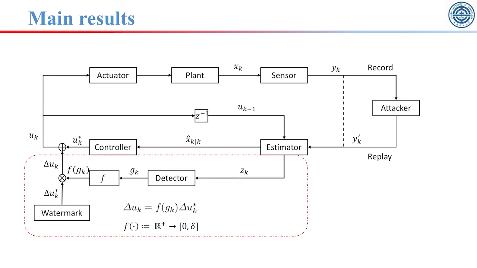In this figure, we introduce our novel feedback watermark approach to defend the system against replay attacks. The components in this red rectangle are a key part of our method. To be more specific, we use a feedback control function F to control the covariance of ordinary watermarks. The idea here is to have the covariance of the watermark increase as the residue increases, hence establishing an amplifying feedback loop for the detection process.